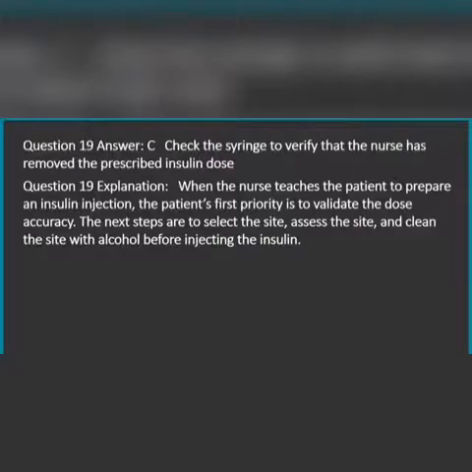Question 19. Explanation: When the nurse teaches the patient to prepare an insulin injection, the patient's first priority is to validate the dose accuracy. The next steps are to select the site, assess the site, and clean the site with alcohol before injecting the insulin.